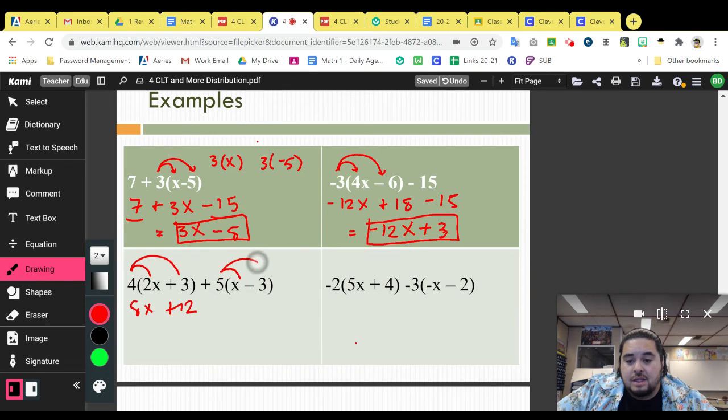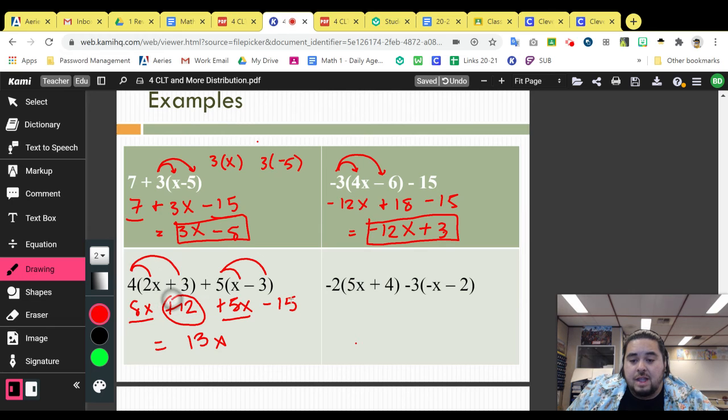Okay. So I have positive 5 times x, that's going to be positive 5x. And then I have positive 5 times negative 3. A positive times a negative makes negative 15. And now that I have all of my distribution taken care of, I'm going to combine like terms. So I'm going to put these x's together. I have 8 plus 5. That's going to give me a positive 13x. And then I have my positive 12 and my negative 15. So tug of war, 15 is bigger. There's more negatives, so the answer is going to be negative 3.